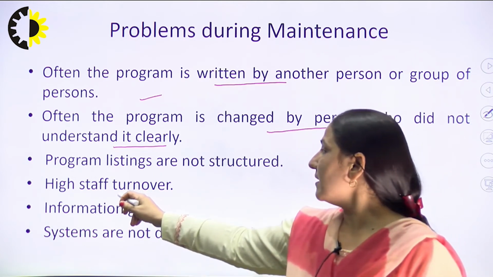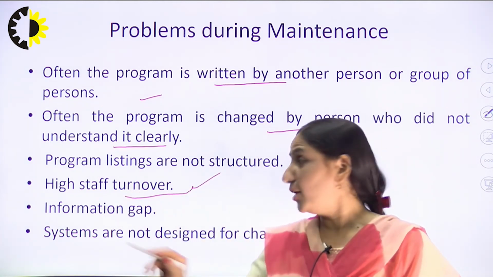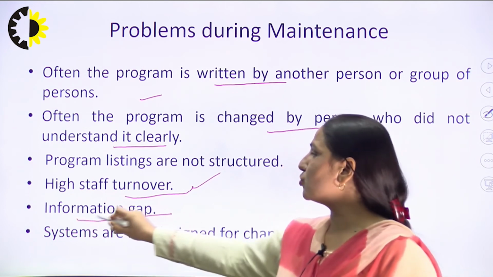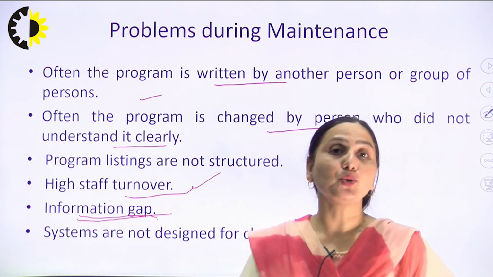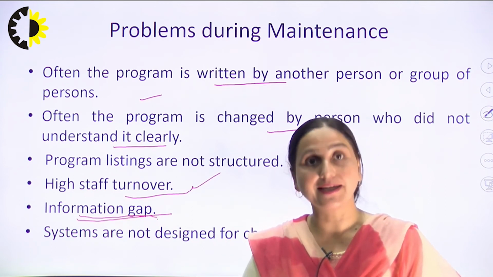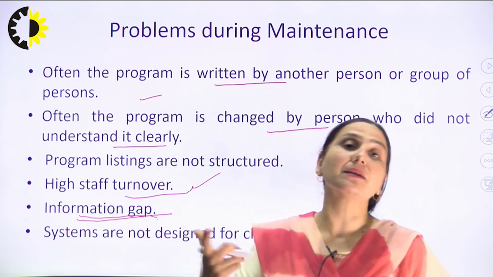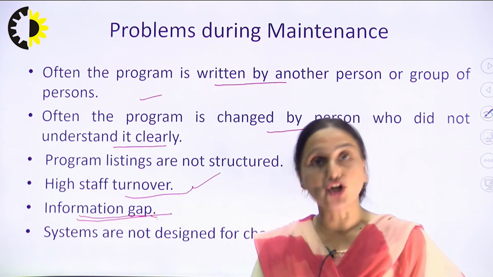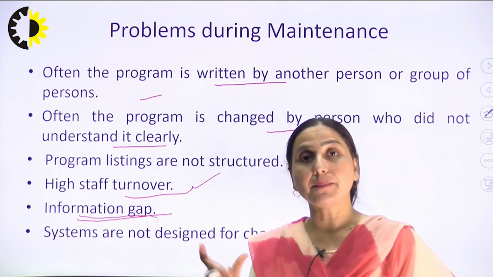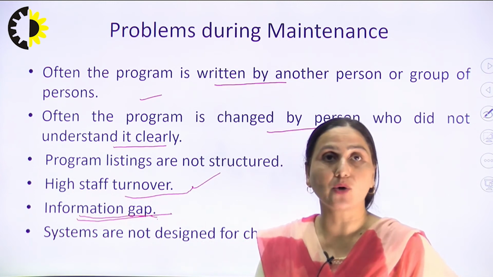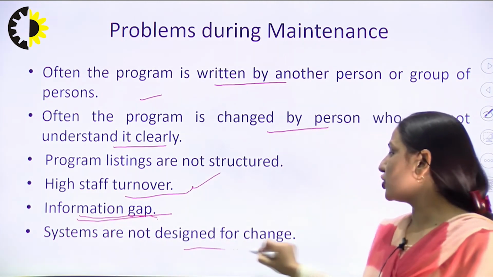Then fourth is the high staff turnover. This is again a major problem during the maintenance. Information gap, this is a major issue. As I told you, you need to understand the code that is written by somebody else, and we can have different types of issues. So there is a problem of information gap. You want to say something, but the person whom you want to communicate with is not able to understand what you actually want to convey. So that is the gap, right? So this is again a major problem that we generally encounter during the maintenance of the software.